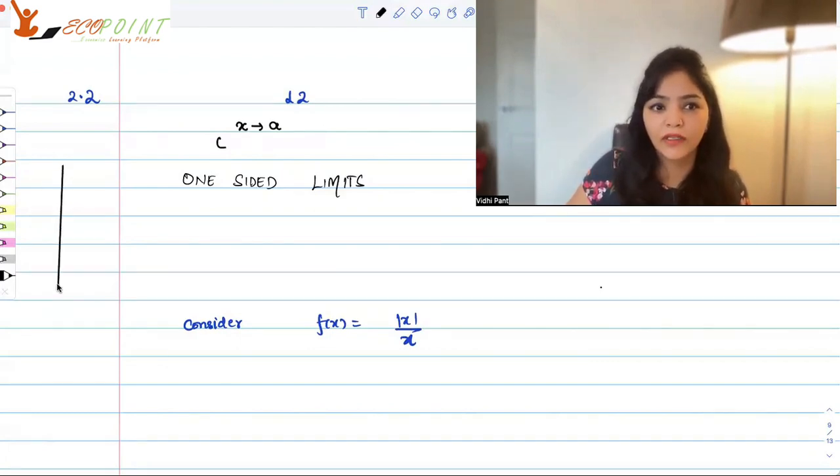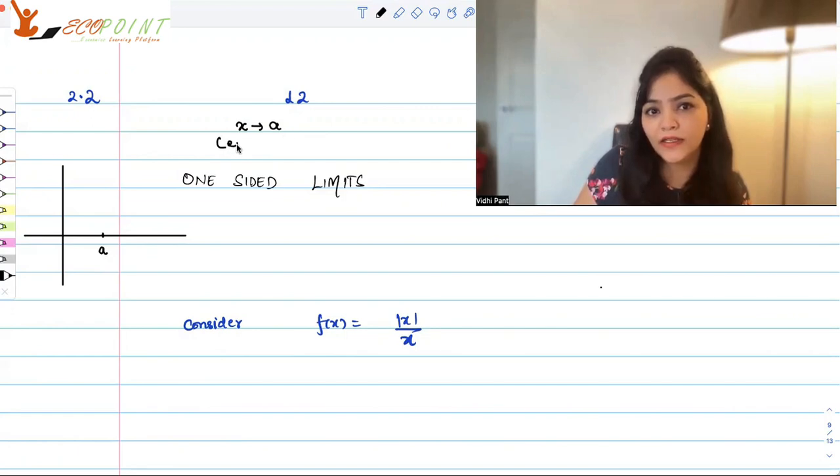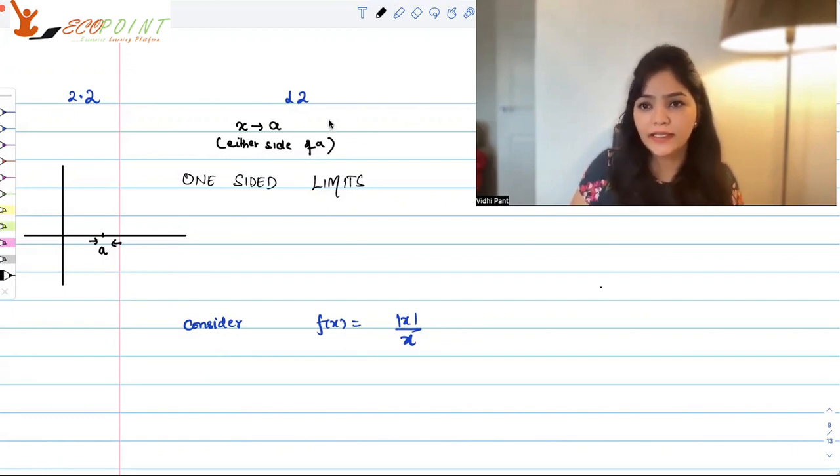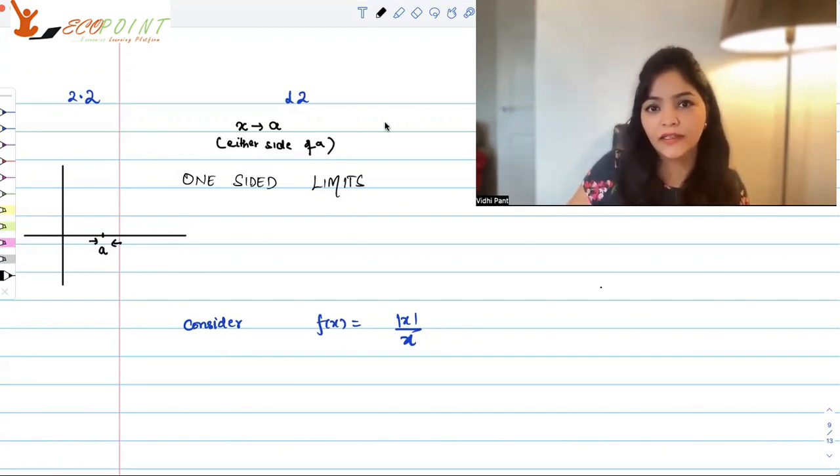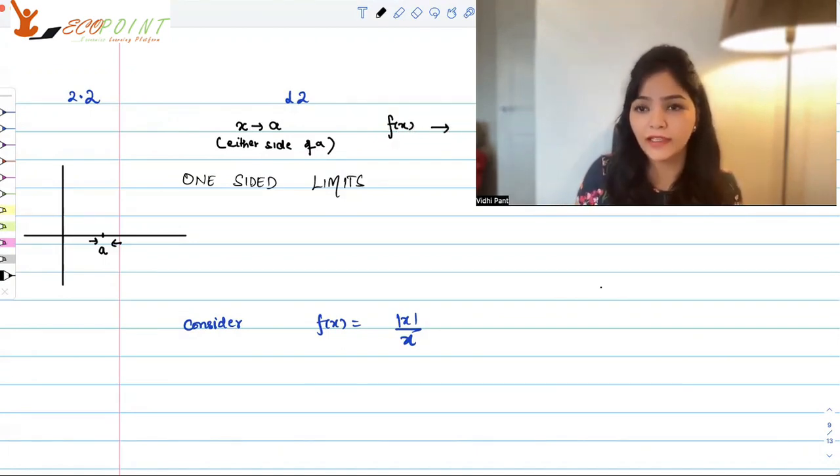So we have x-axis and y-axis in the graph, right? So if this is some point A, the moment we see x tending towards A, it could be from either side of A. So it could be from this side. And we say that, as x tends to A, f(x) is tending towards some finite and unique value L. And that tells us that f has a limit, which is L, as x approaches A.